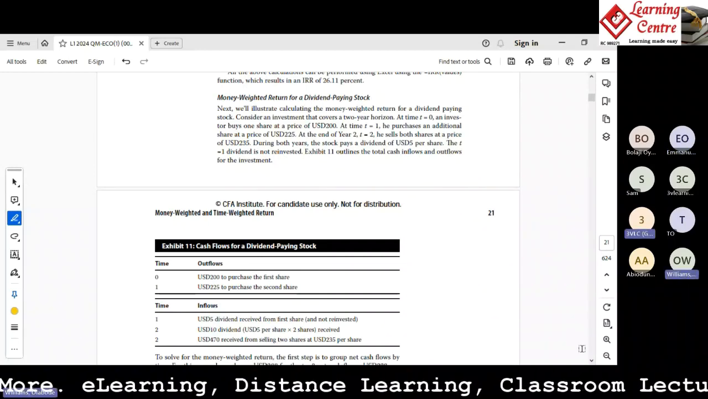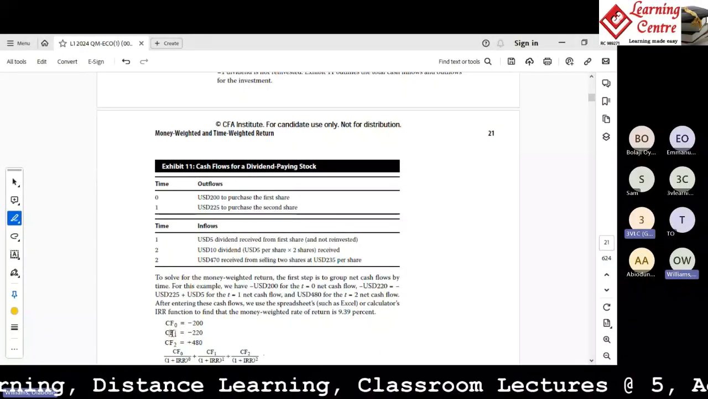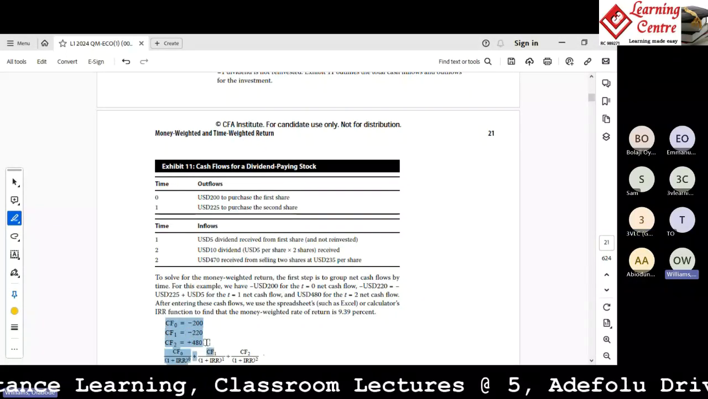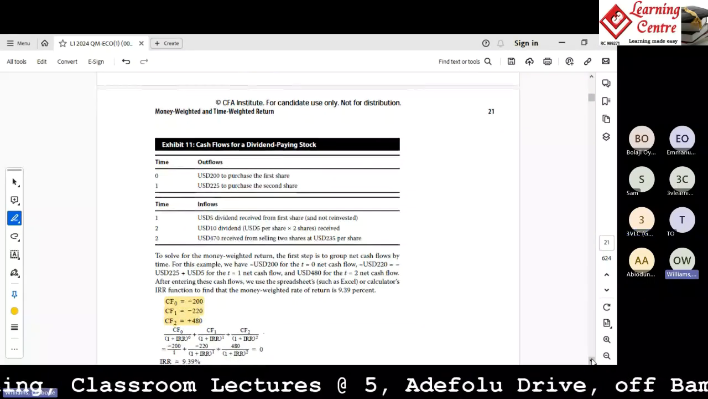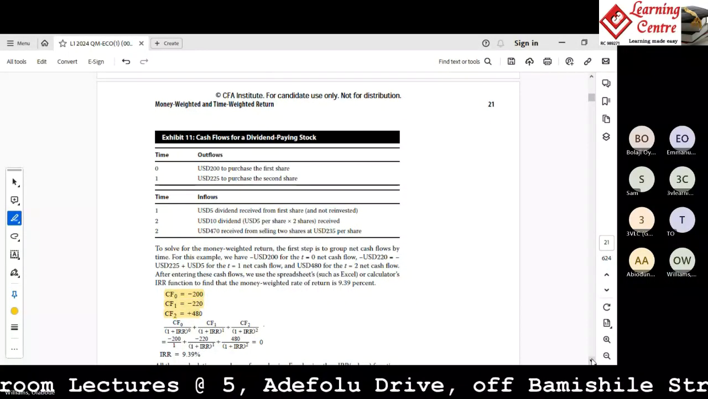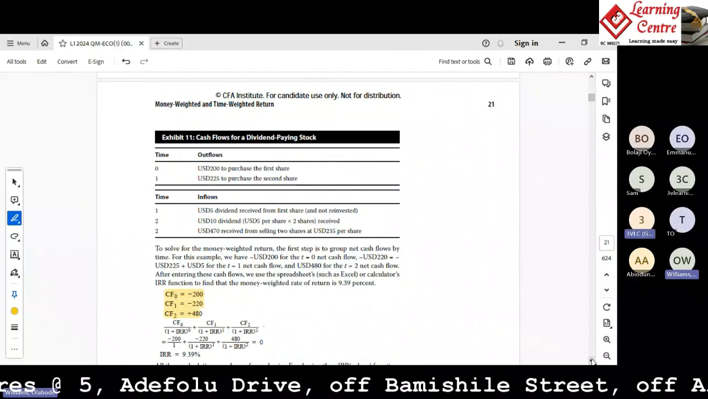Is that clear? Yes. And that's what they did here. So if you look at it, you will see the CF0, CF1, CF2. That's what they did here. That's how you arrived at those cash flows. Are we all clear how we got here now?